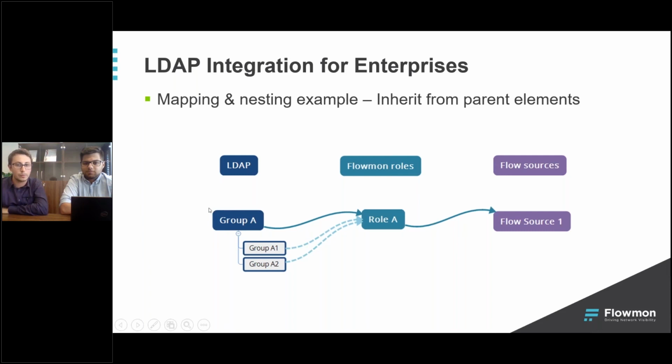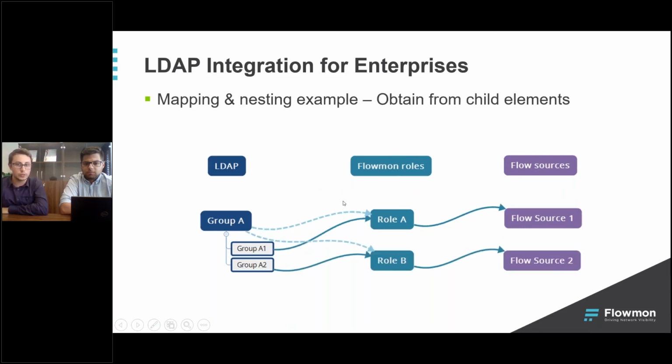That means you have some parent group, let's call it group A, which is mapped to a specific Flowmon role A, and Flowmon role A has a specific flow source assigned. If you enable the nesting and have the inherit from parents option selected, then the groups below group A, the children of group A, are also automatically assigned to role A, and they have access to flow source A.